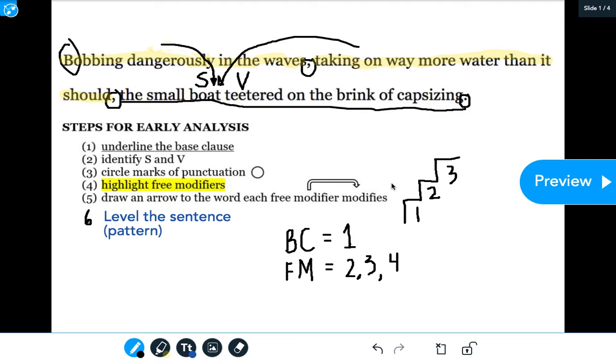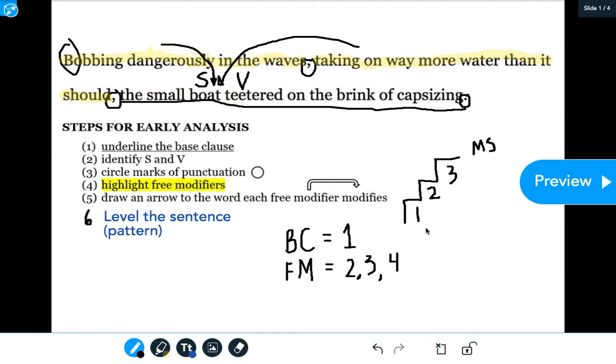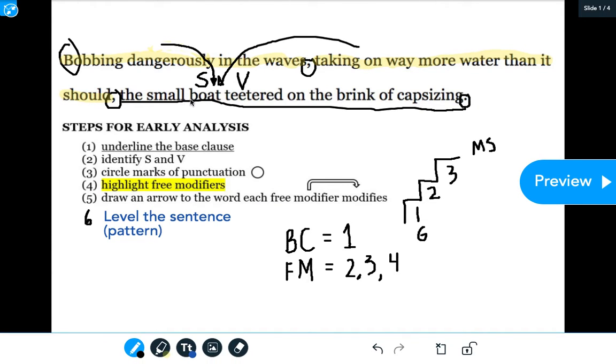As you can see, as we go up the stairs, we become more specific. It's hard to write, so I'm just going to write more specific. At the bottom of the stairs, we're more general. Quite general, in fact, because this small boat, which is a very general idea, is a way different vision than a small boat that is bobbing dangerously in the water or taking on way more water than it should. Those are way more specific visions than just a plain old boat.